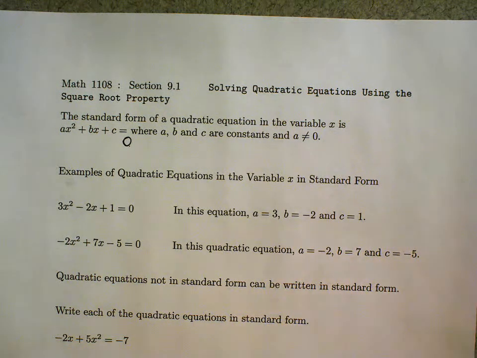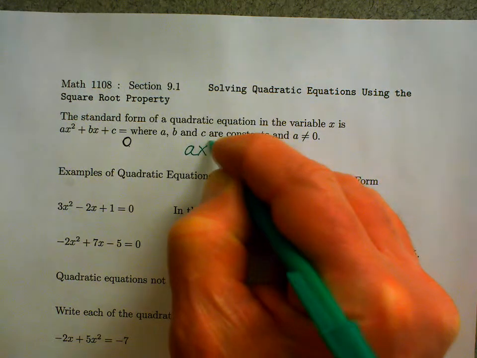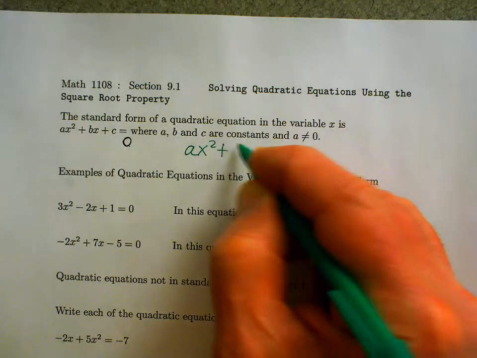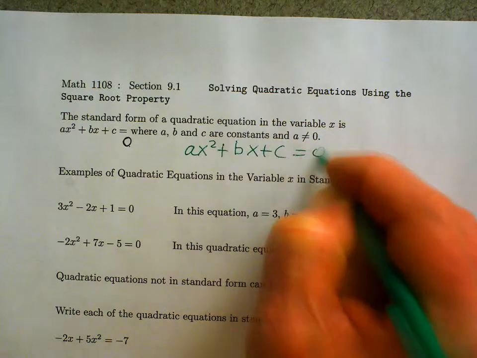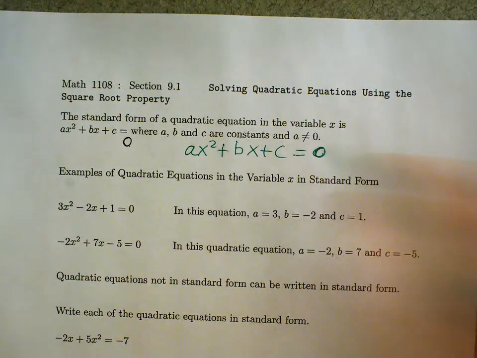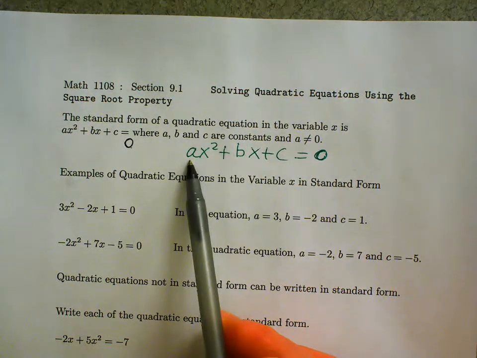Okay, so to reiterate the blunder there, the standard equation in the variable x is ax squared plus bx plus c equals 0. A, b, and c are constants. A cannot be 0, otherwise it would not be a quadratic equation.